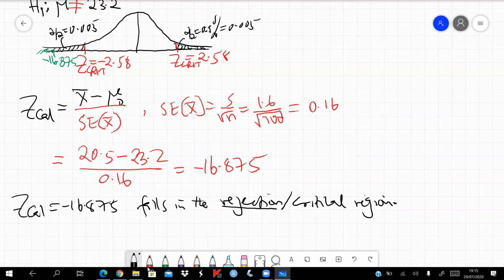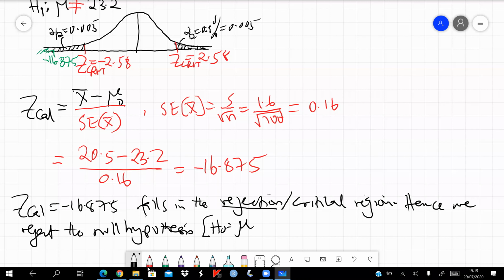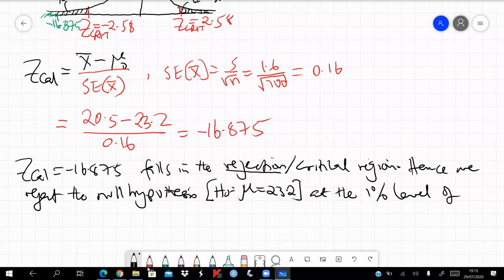So once you observe that, it tells you what to do with the null hypothesis. You reject the null hypothesis. So hence, we reject the null hypothesis. If you want, you can mention the null hypothesis, which is H naught, that mu is equal to 23.2. We reject the null hypothesis at the 1% level of significance.